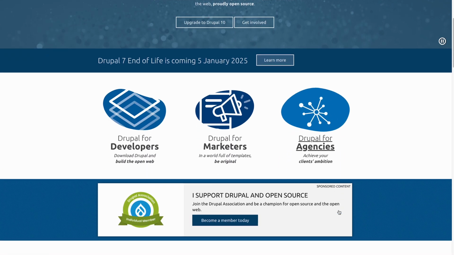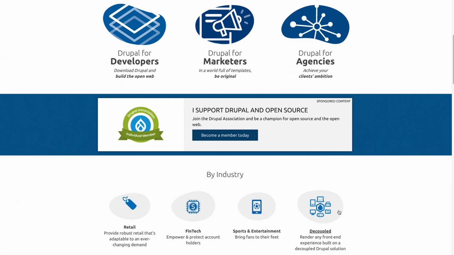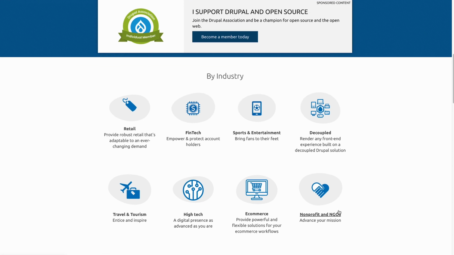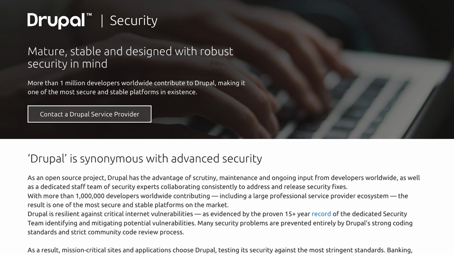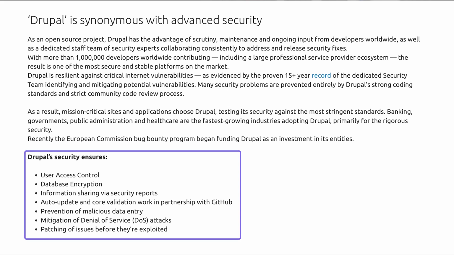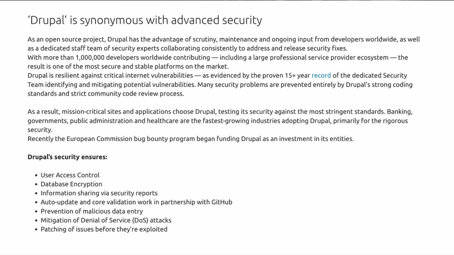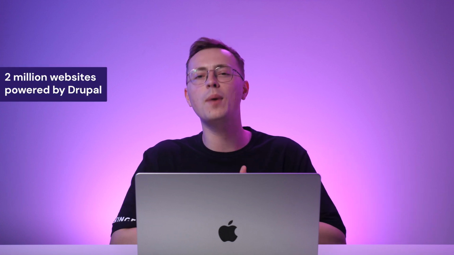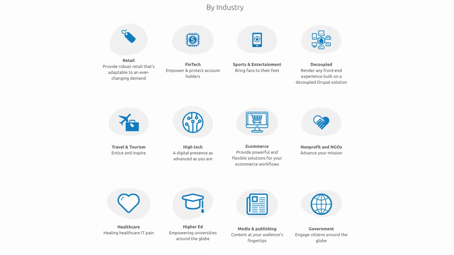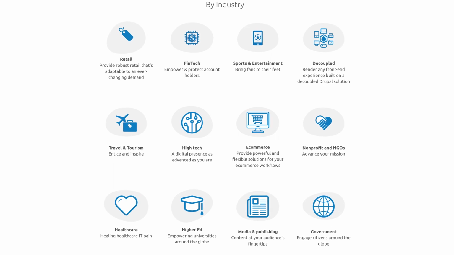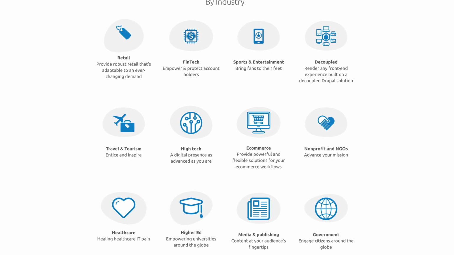Drupal is one of the more well-known open-source content management platforms alongside WordPress. This content management system provides robust security features, which include user access control, database encryption, and malicious data entry prevention. Thanks to these features, today Drupal powers 2 million websites, including government entities, higher educational institutions, and well-known global companies.